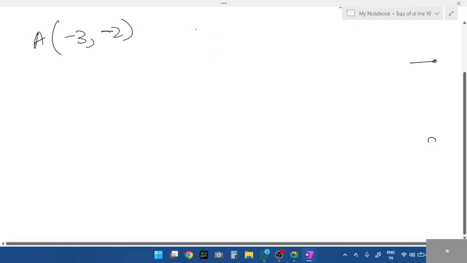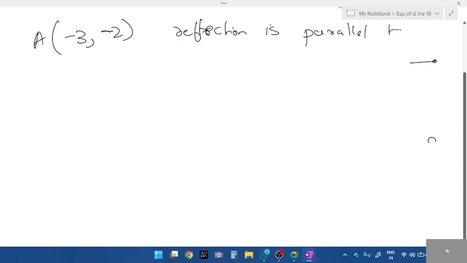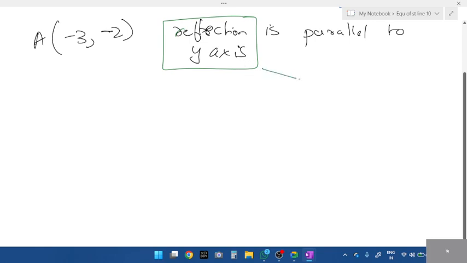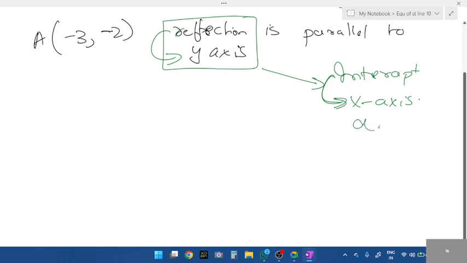Minus 3 comma minus 2, and reflection is parallel to y-axis. So remember these two key points. Remember a trick. Reflection is parallel to which axis, students? Reflection is parallel to y-axis, right? Then intercept. Remember the word intercept. If reflection has a pair x-axis, y-axis, intercept will be x-axis. Which means wherever the word intercept is given, that's the extra value. Take it as A.